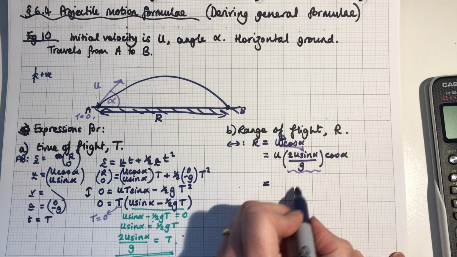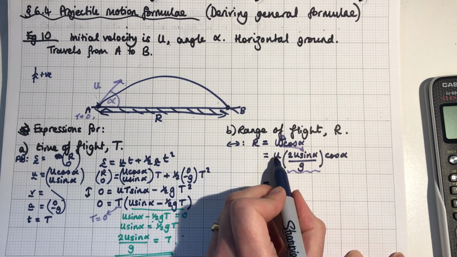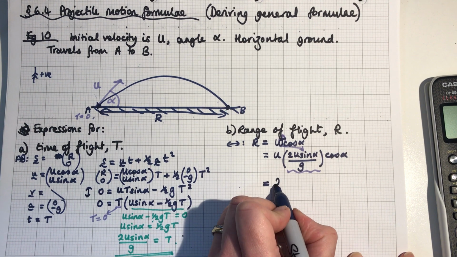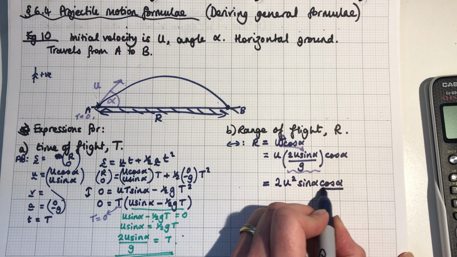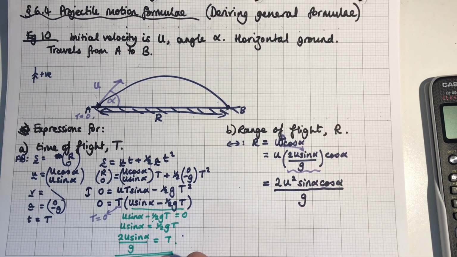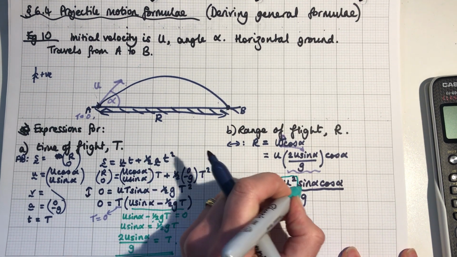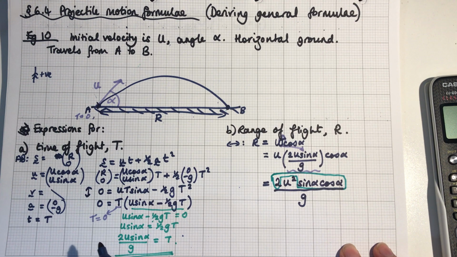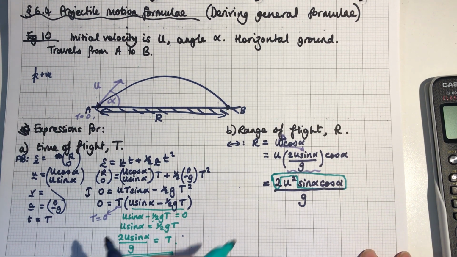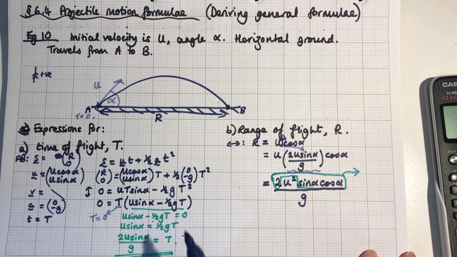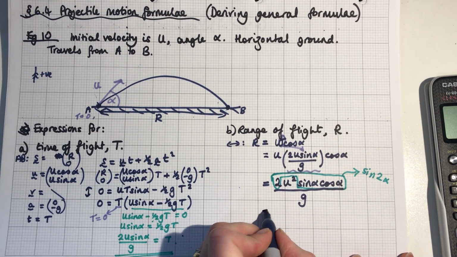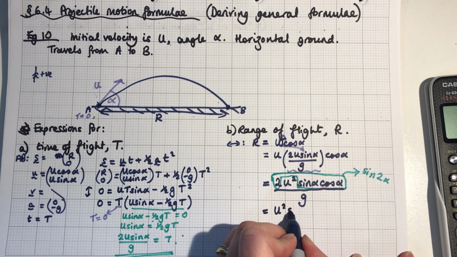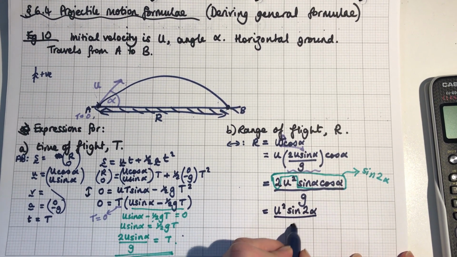Let's work with this. Multiply out the brackets, so multiply the u and the cos alpha by the top of the fraction. So we get 2u squared sine alpha cos alpha over g. Now, I want to point something out to you here from your pure maths. You should recognise this: 2 sine alpha cos alpha, because that is your double angle formula for sine 2 alpha, which means we have u squared sine 2 alpha over g.